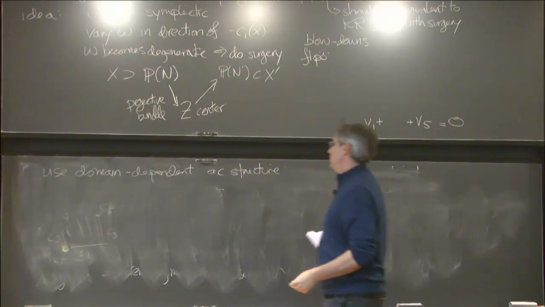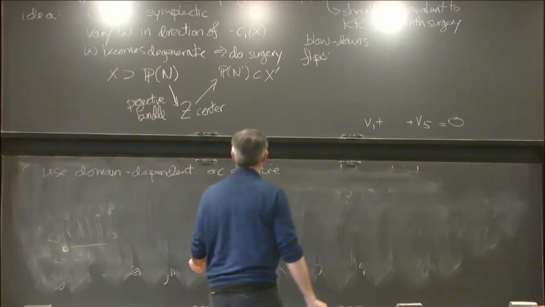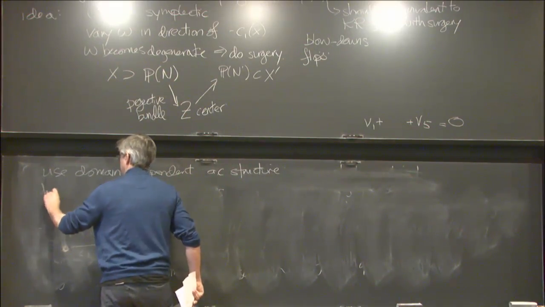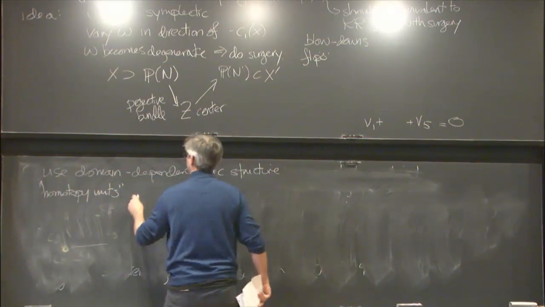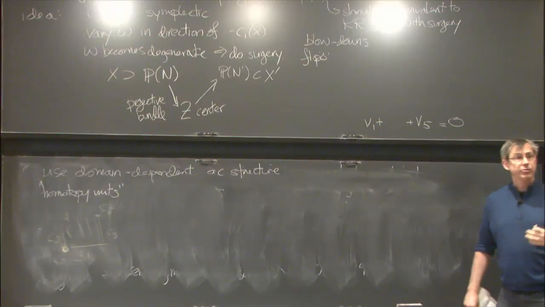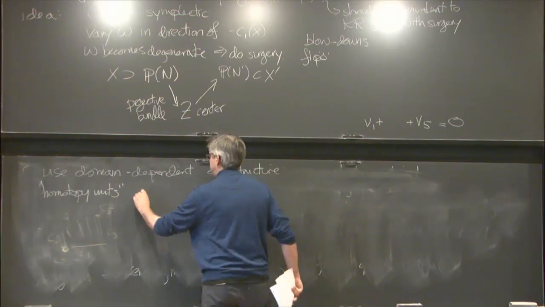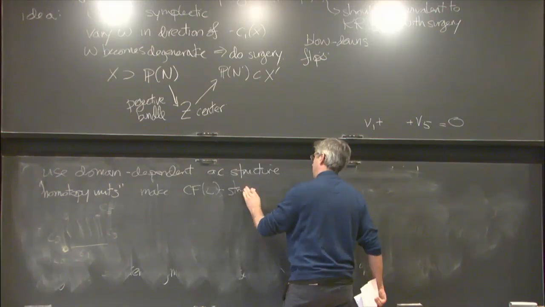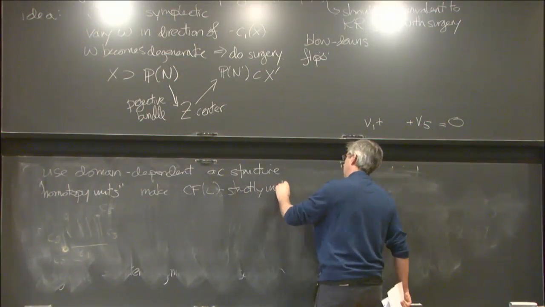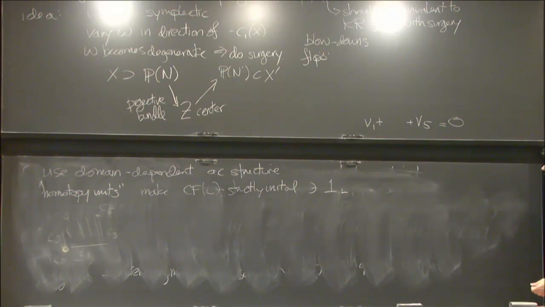Now, these things, as they set them up, don't have strict units, but there's a construction which is called homotopy units. It means that after you adjoin some additional elements to these algebras, they become strictly unital. So let's call 1_L the unit.